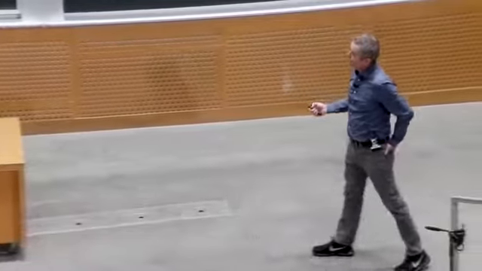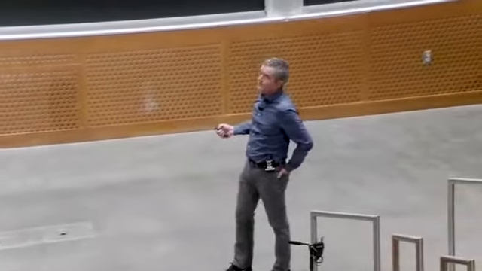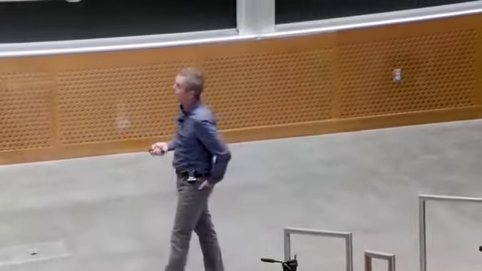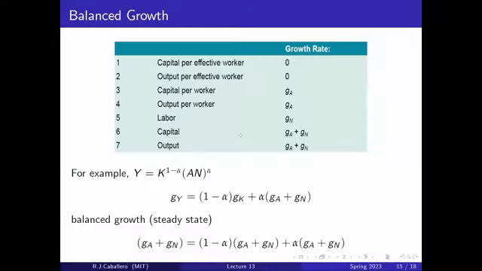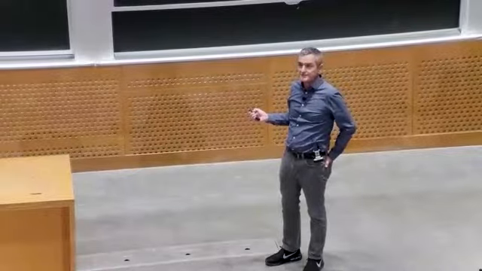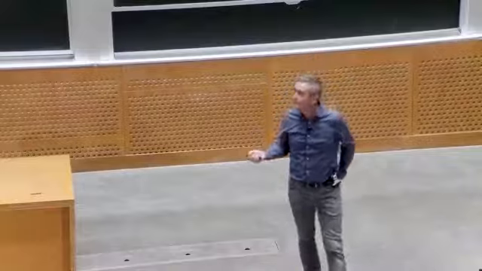Now, let me give you an example so you can see that. Suppose that our production function is this. We call that a Cobb-Douglas production function. K to the 1 minus alpha, N to the alpha. Does this function have constant returns to scale? Yes, the sum of the exponents is 1, okay?